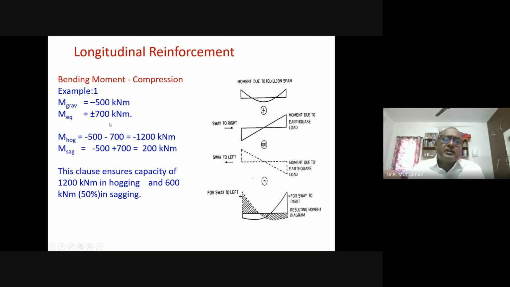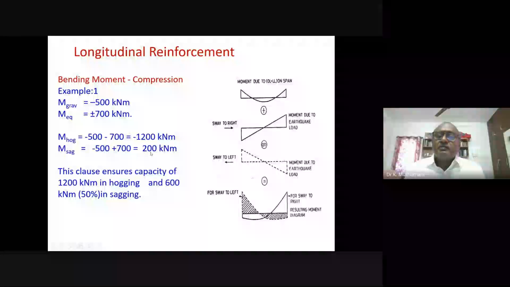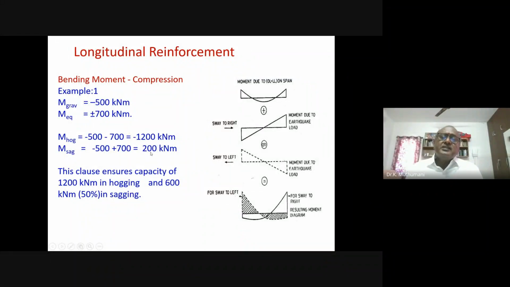The sagging may not govern at all for the time being. But if you consider plus and minus sign for hogging and sagging, you are likely to get hogging of minus 1200 kilonewton meter and sagging of 200 kilonewton meter. So suppose I believe this number, I will design the tension steel, wherever tension comes, hogging at the top, for 1200 kilonewton meter. This is a simple example. Don't worry, this is not reality.